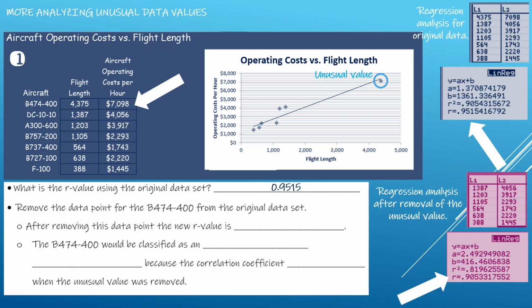When we do our regression analysis with the linear regression equation this time, this is the R value. It did decrease. It's an influential observation because the correlation coefficient weakened when that unusual value was removed.